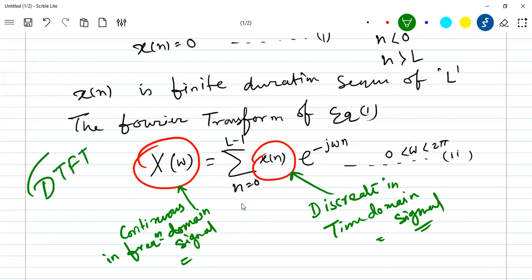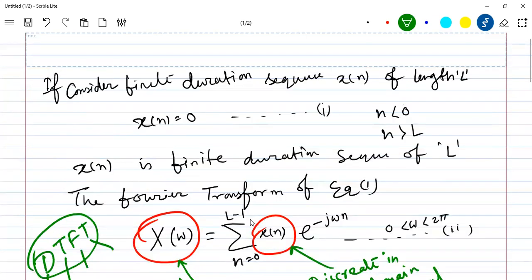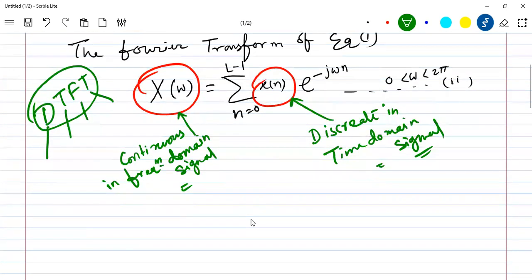DTFT. What is the full form of DTFT? We are taking the Fourier transform of a discrete time signal, isn't it? Discrete time Fourier transform. But there is no limit, so we are considering n from minus infinity to infinity, you know that, isn't it? But when we are considering finite length, we are doing the Fourier transform in the finite length. So up to this, hopefully there are no questions at all, isn't it?